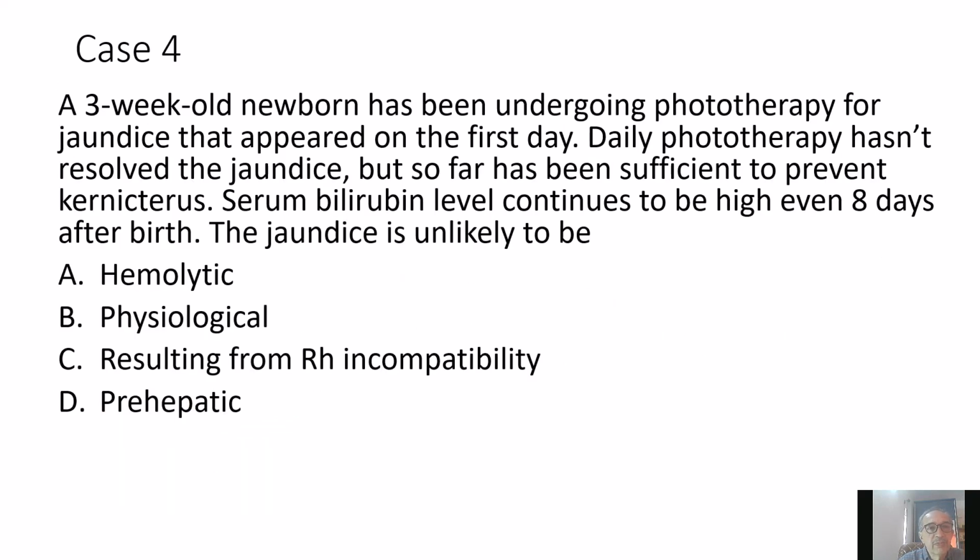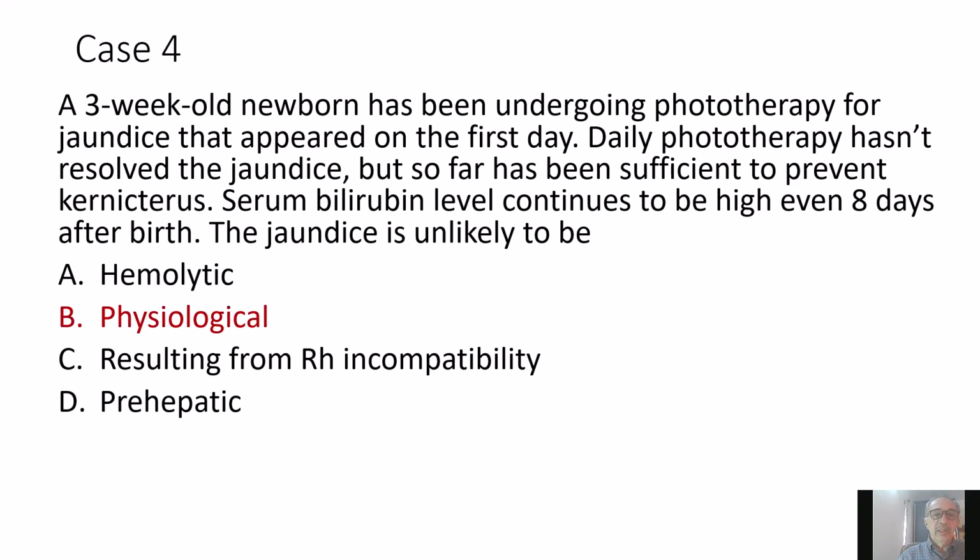Let's go to the next case, case 4. A 3-week-old newborn has been undergoing phototherapy for jaundice that appeared on the first day, as soon as the child was born. This is different. Phototherapy is given for physiological jaundice. This has not resolved the jaundice, but it is slightly reduced to prevent kernicterus, that is, staining of the basal ganglia, which is not there so far. But the serum bilirubin continues to be high even after 8 days, which is very unlikely in physiological jaundice. This jaundice is unlikely to be physiological.